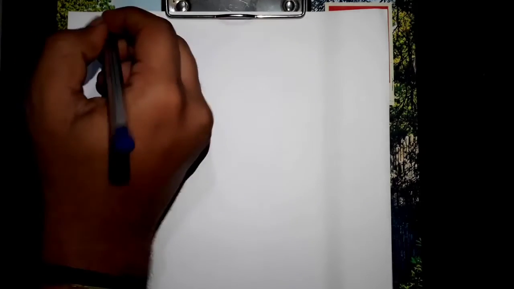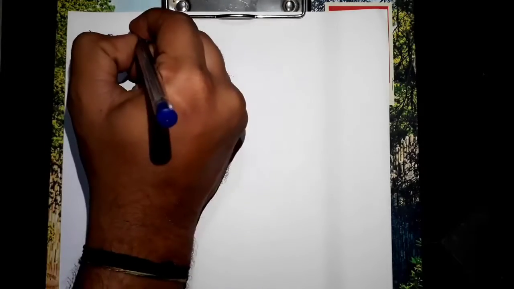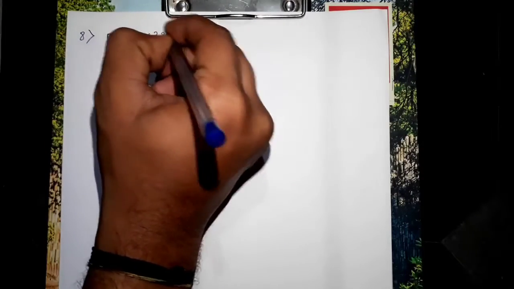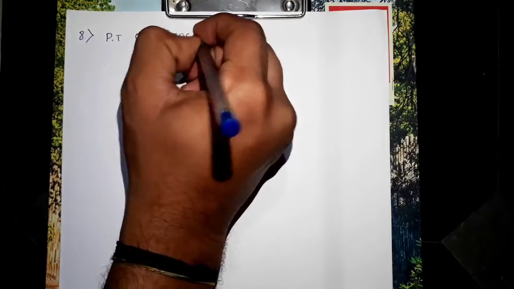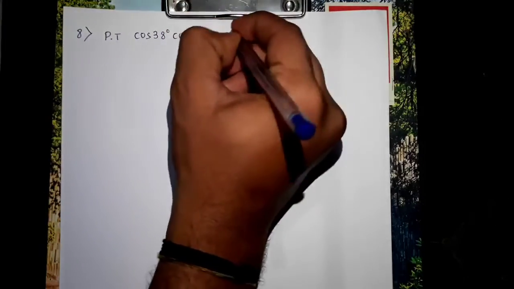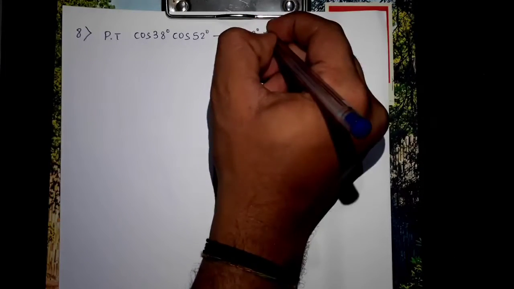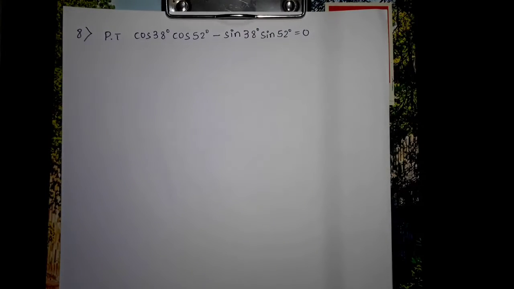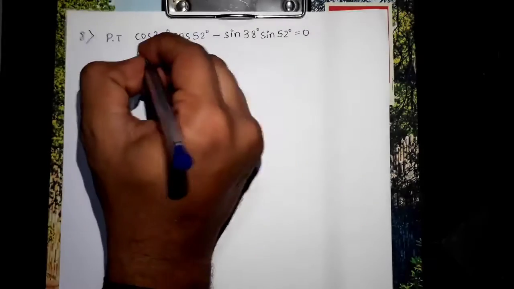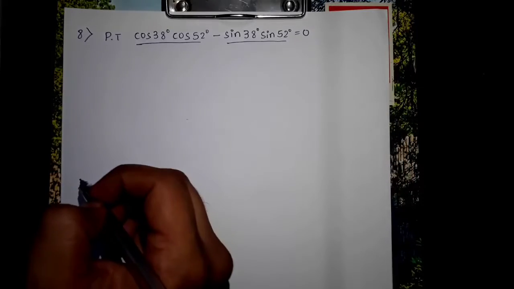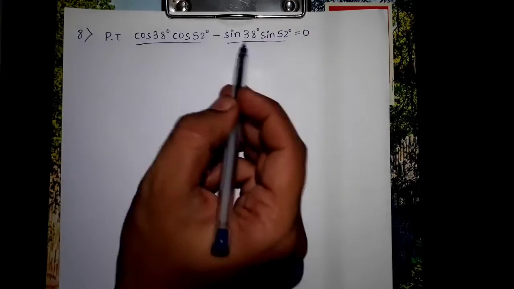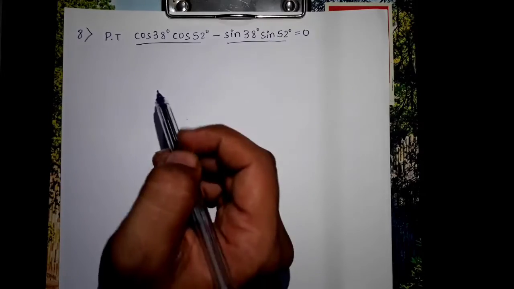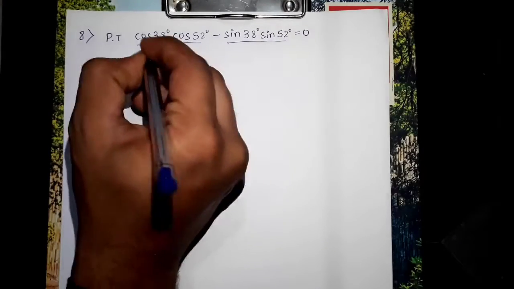Now let us go to the next question, that is question number 8. Prove that cos 38 degree into cos 52 degree minus sin 38 degree into sin 52 degree is equal to 0. This is a proving question. Even this is a complementary relation problem. This forms a pair and this forms a pair. Now apply complementary to any one of them. Here also apply complementary to any one of them. Now I will apply complementary to cos 38 degree.